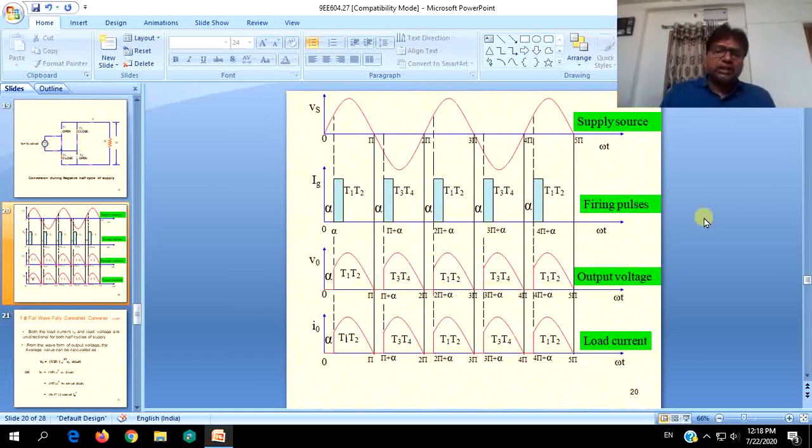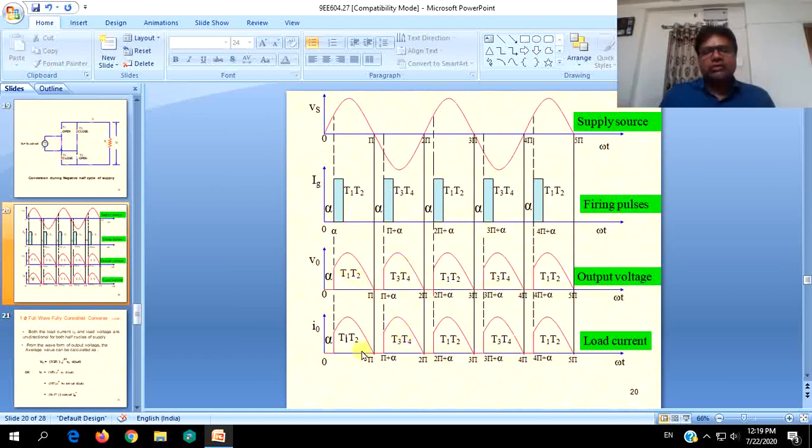So from this, now it is clear that the load is getting unidirectional voltage and currents for more time when compared to the half wave converter. In case of the half wave converter, the conduction time for voltage and currents was from only alpha to pi. From pi to 2 pi plus alpha, conduction was not there. So the average value of DC voltage and currents was less in case of half wave conversion.